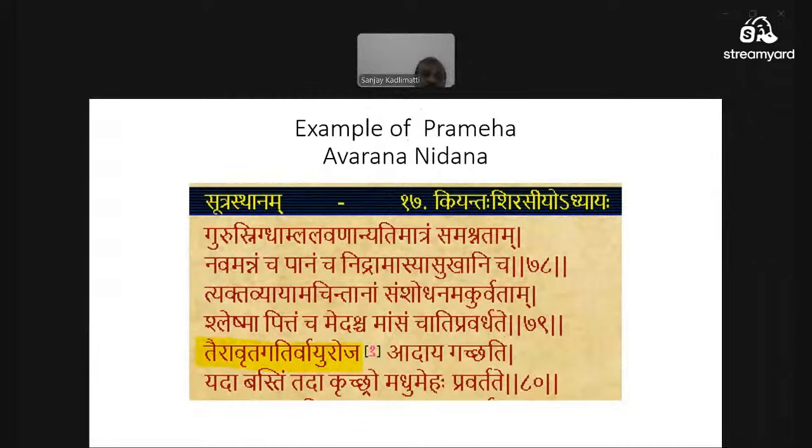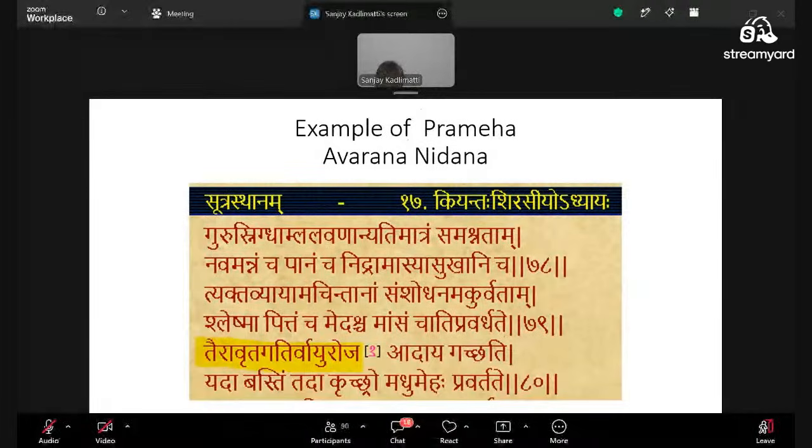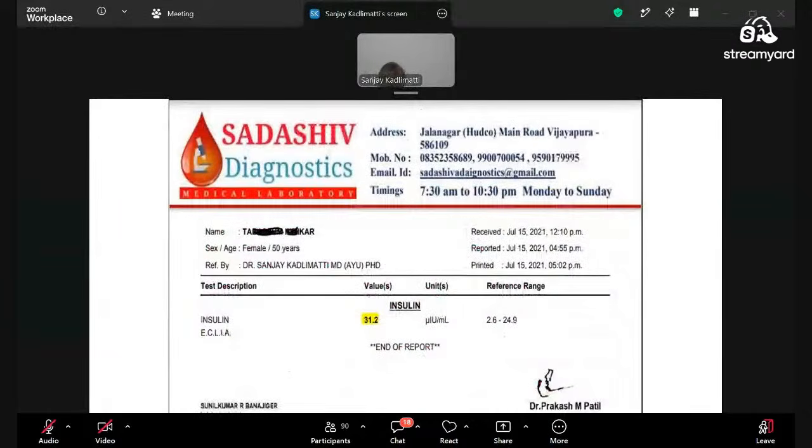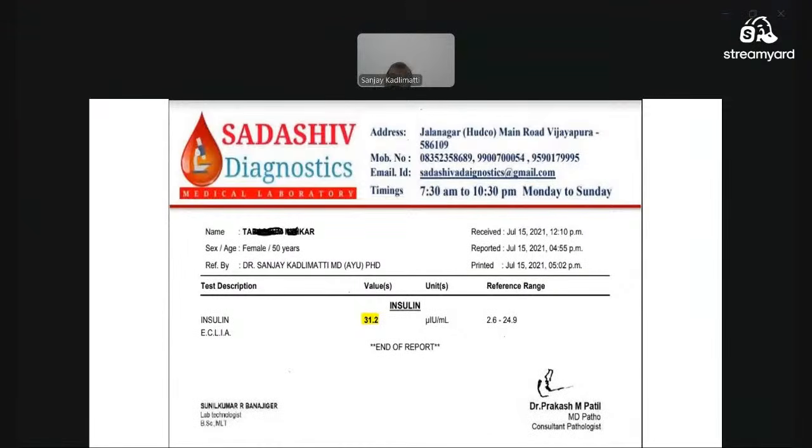This Vayu takes the Oja to the Basti. Yada bastim tada kruchro madhumeha pravartate. So here it is Madhumeha. So what is the indication here? See, these are some of my patients who were taking insulin prescribed by the so-called endocrinologists. I don't know the logic behind giving them insulin, but I said, your weight is more than 75-80 kgs. You have so much Prabhuta Kapha and Meda in your body. So according to Ayurveda, you are not supposed to take insulin.